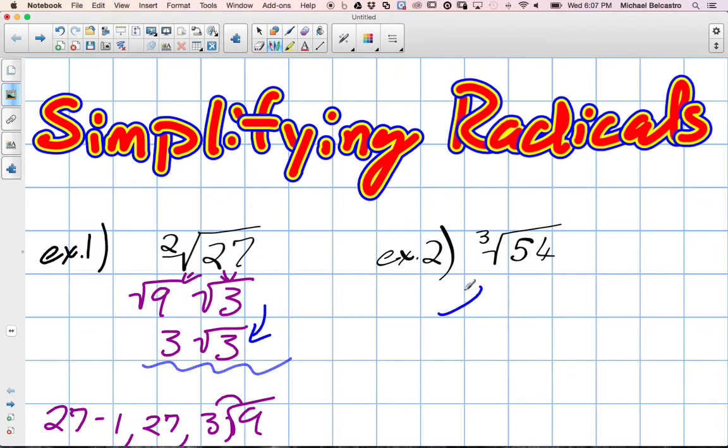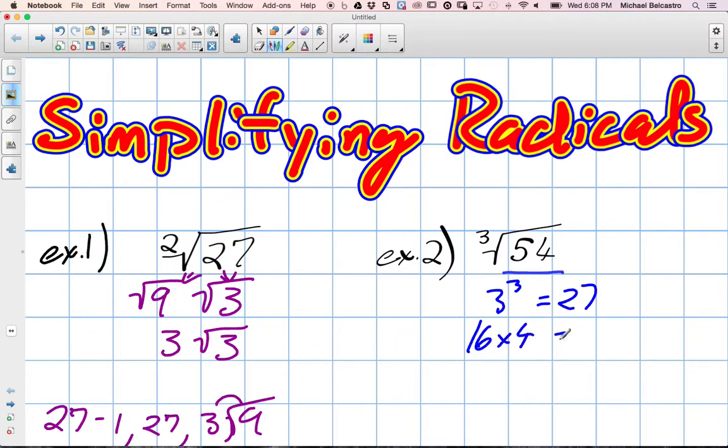Okay, so let's apply this to the cube root of 54. Same idea. We need numbers that multiply by themselves 3 times. Off the top of my head, I know 3 cubed is 27. 4 cubed would be 16 times 4, which is 64, I think. So the cube root of 54 is going to fall between 3 and 4. So it's not a whole number.